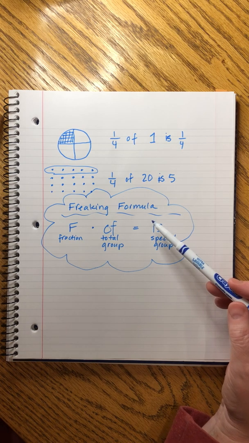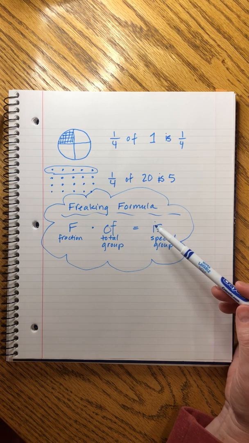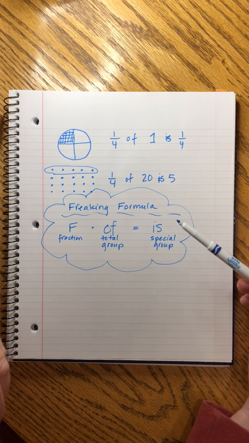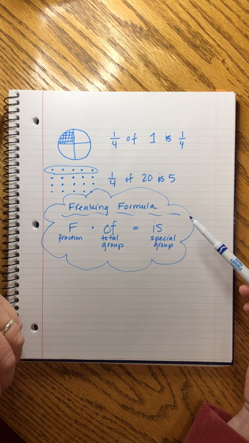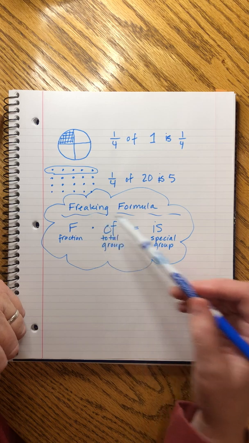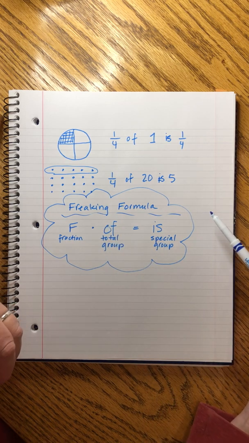The reason it's called the freaking formula is because years ago, I had a student named Scotty, and he was one of those middle school boys that like to kind of be big and bad, you know what I mean? So he liked to say freaking a lot because it's kind of like swearing, but not really.